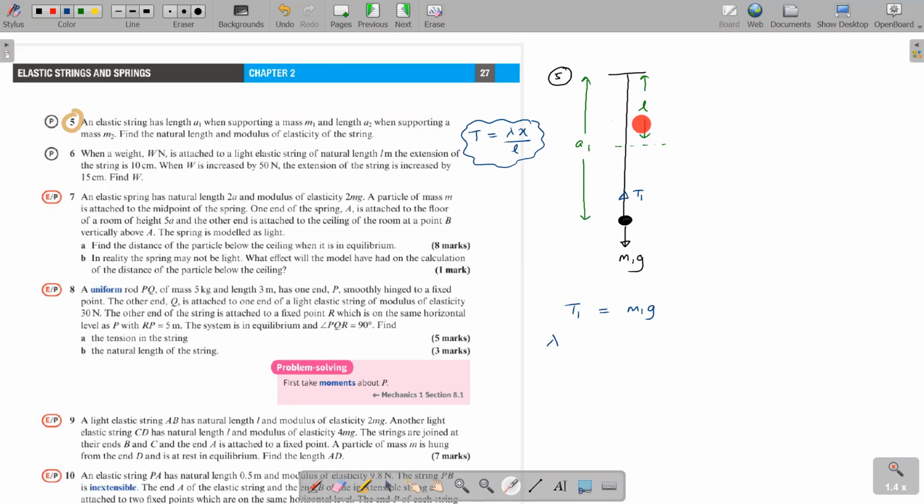Because I'm supposed to find L here. So the extension should be what? The extension should be A1 minus L. Do you agree with me? The extension, the length that the string is stretched beyond its natural length, should be A1 minus L. Do you agree? So lambda x over natural length L equals M1G. Let's simplify this slightly. Lambda (A1 minus L) equals M1G. Let's leave it like this.